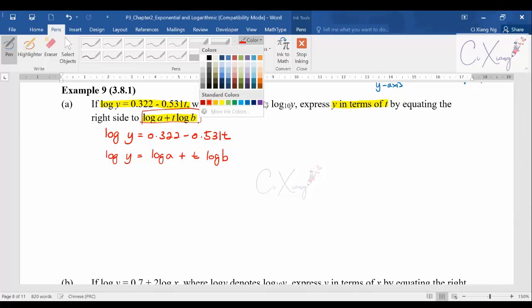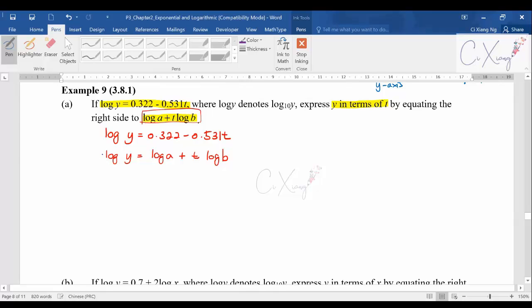All right. Okay, so again, by looking at this one, you compare log y is log y, nothing special. Okay, so log a you compare it with 0.322, t you compare it with t, and the log b you compare it with negative 0.531. Okay, so when you directly compare the value like this, you can get the value of a. So log a equals 0.322. Therefore, the a will be 10 power 0.322.